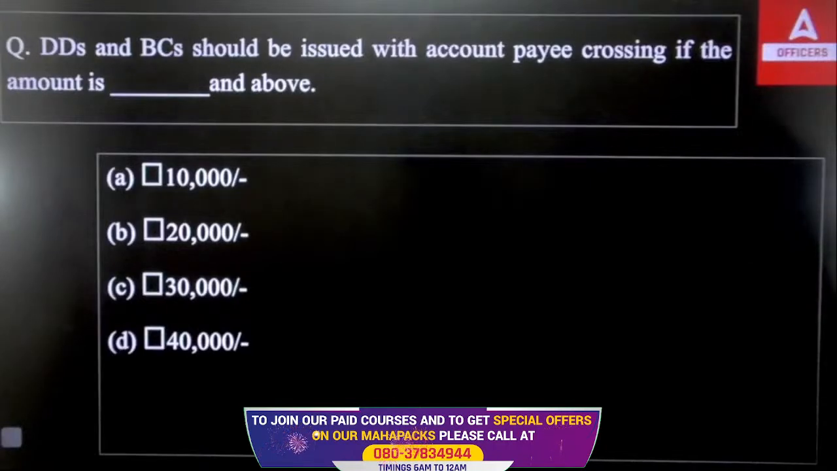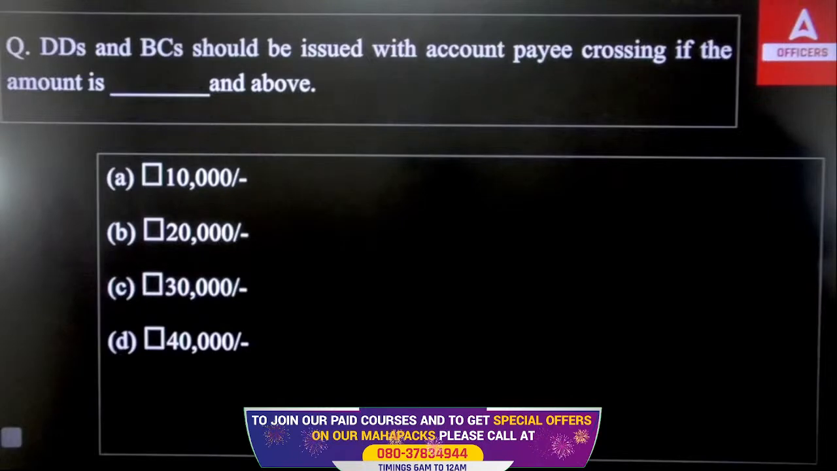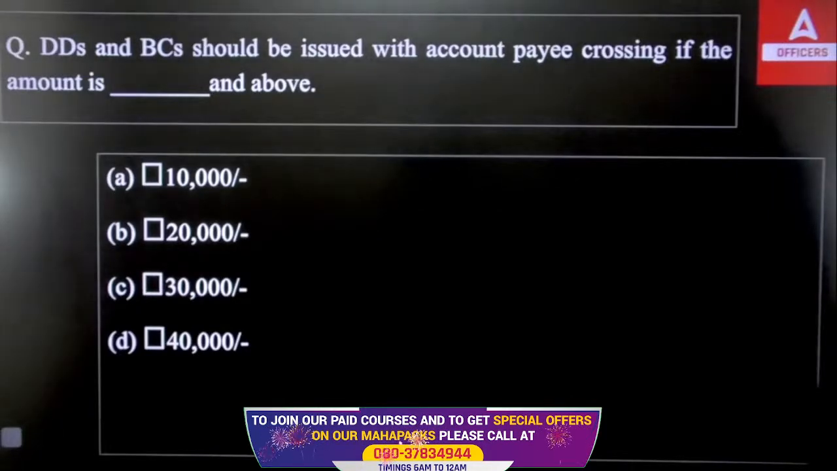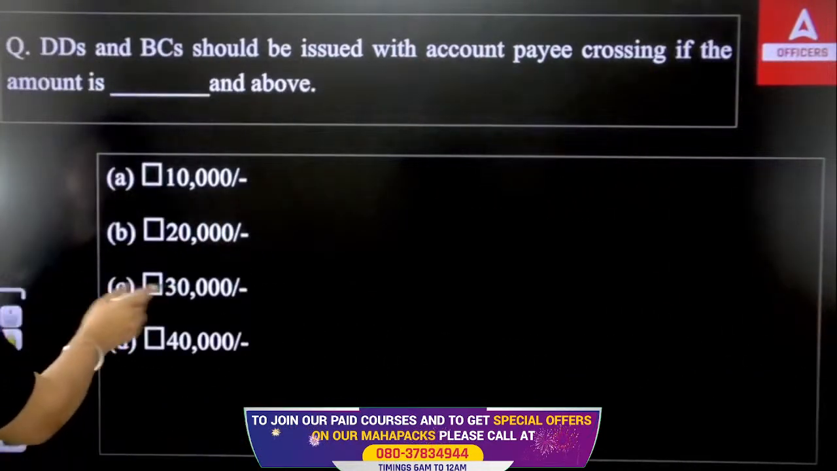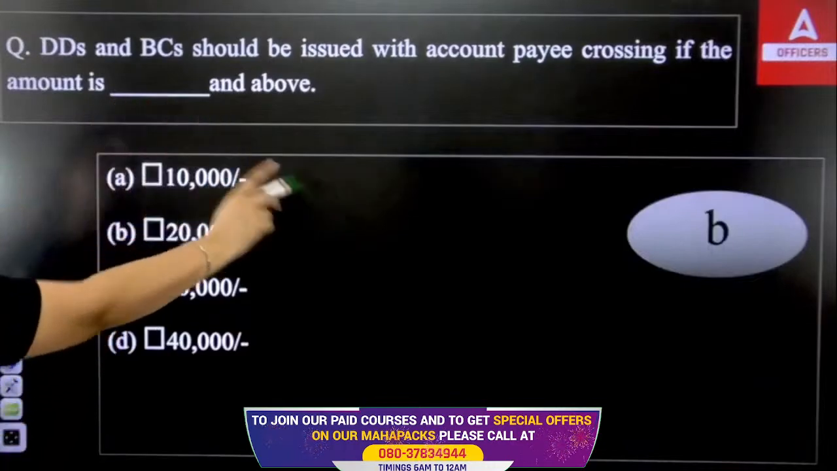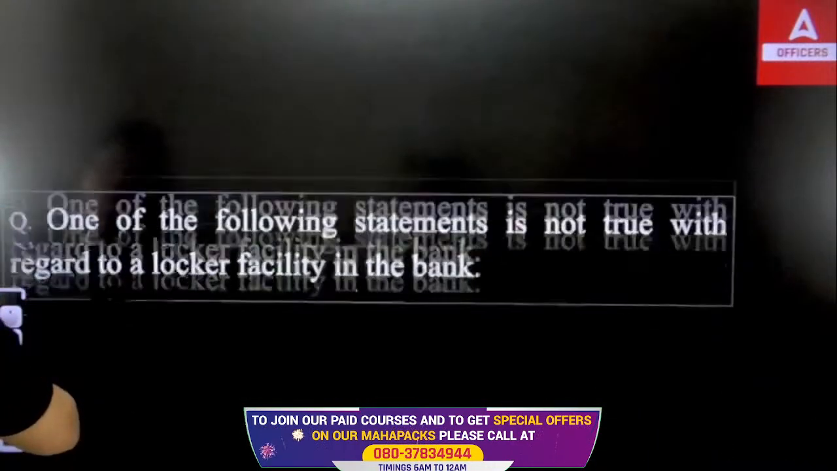So we're talking about DD and BC. The demand draft and banker's check should be issued with account payee crossing if the amount is ₹20,000 and above. If your amount is 20,000 and above, it will be issued in account payee crossing form. So the right answer will be B option.